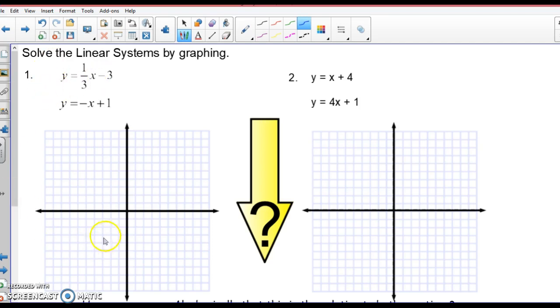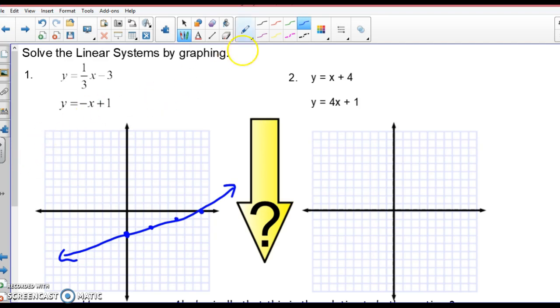The y-intercept is -3. 1, 2, 3. And my slope is 1/3. Up 1 and over 3. Up 1 and over 3. Up 1 and over 3. I'm going to try and graph it as neat as possible. I'm going to draw my line. Oh, you can already tell that my line is not straight, which is why this is not an accurate method.